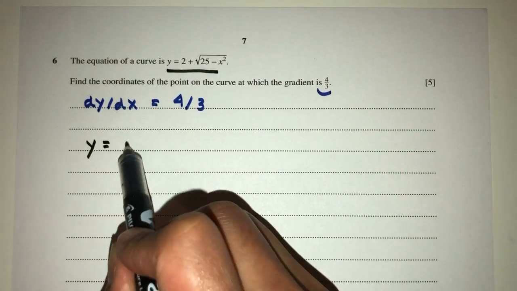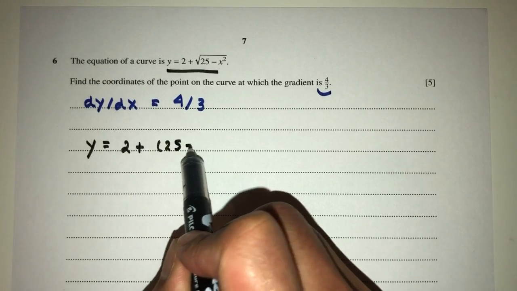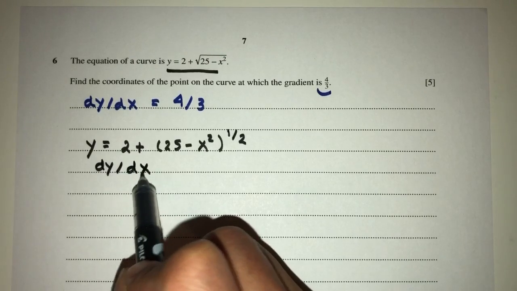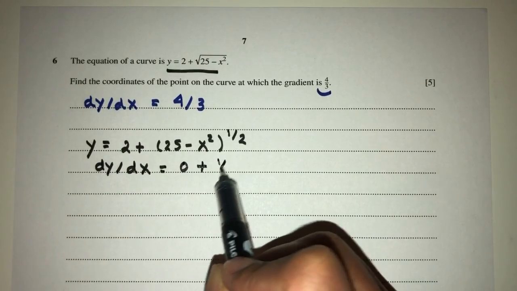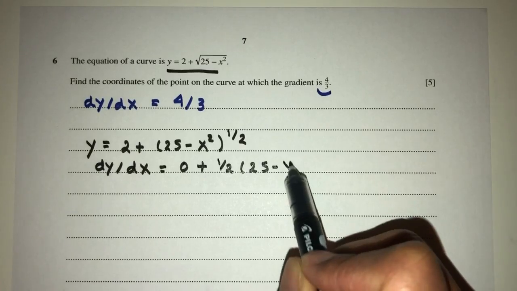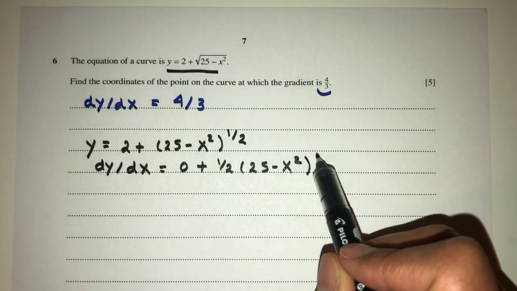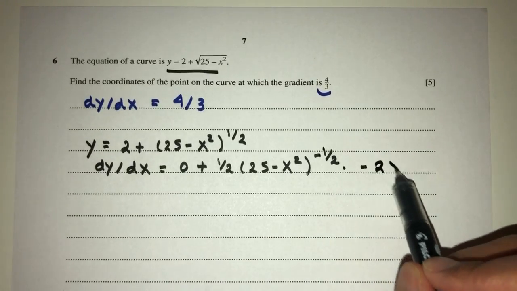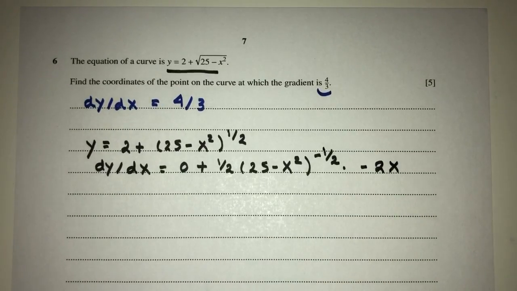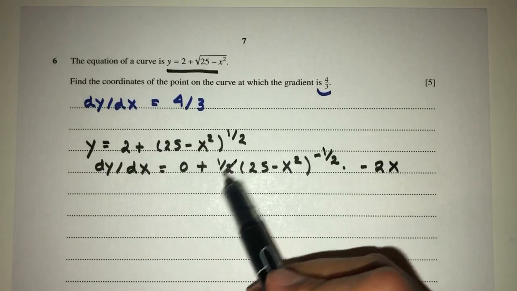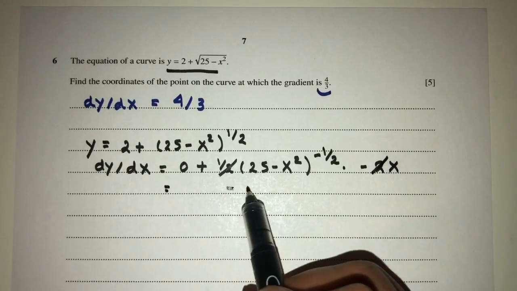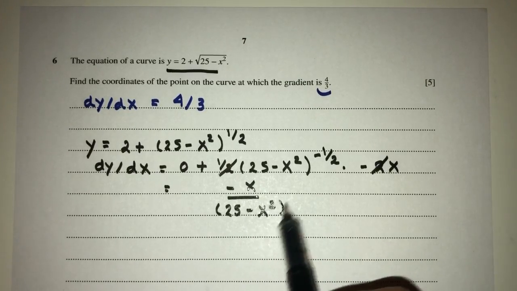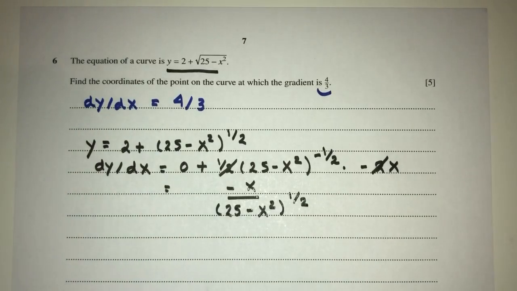So y is equal to 2 plus 25 minus x squared power half. dy by dx is equal to 0 plus half, 25 minus this, then we have to minus 1, of course. Half minus 1 is minus half, multiplied by minus 2x. Okay, so now we have to simplify. This one goes away. You will have minus x over 25 minus x squared power half. That is dy by dx.